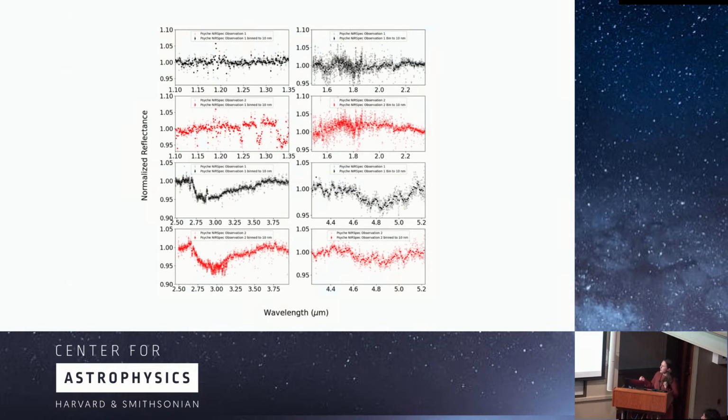And this is what all of our normalized and continuum-removed NIRSpec spectra looked like, where the black is observation 1 and the red is observation 2. For NIRSpec, I'll note that the separation in observation time was about half of a rotation period. And you can see there are some sharp features that show up in one of the observations and not the other, in some of these lower wavelength ranges.